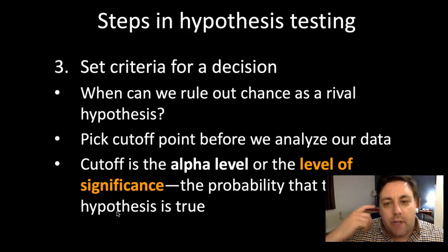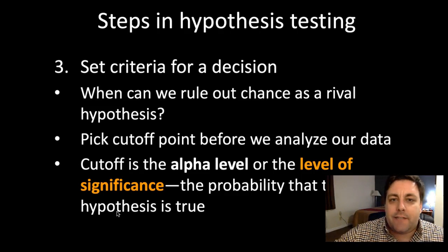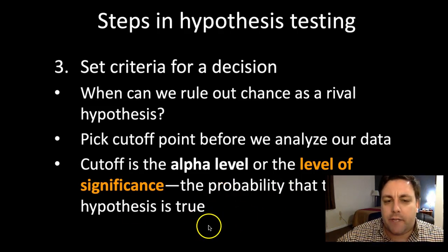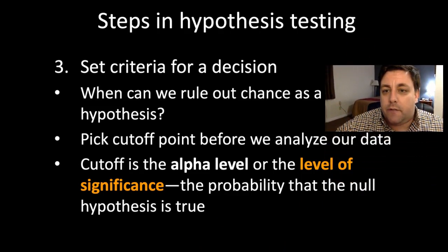So the third step in hypothesis testing is to set some criteria for a decision. And this is effectively asking at what level of risk are we willing to accept that our findings are due to chance. Like I said, all of this will come together in a couple of minutes here. This is often done before we analyze data.